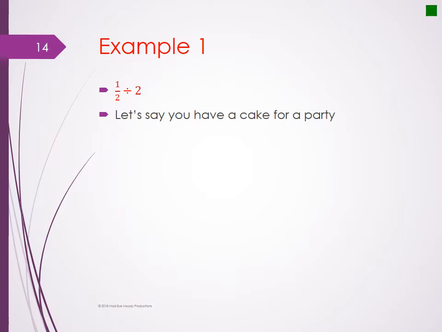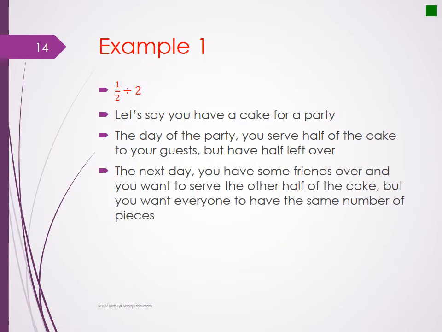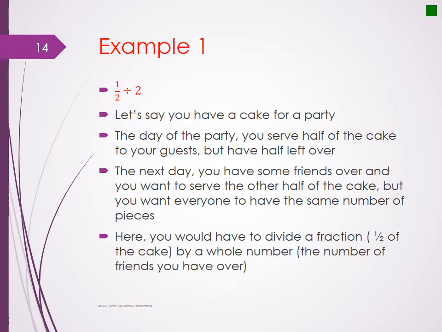So here's the setup. We have cake for a party. The day of the party, half the cake gets eaten, which means you have half left over. The next day you have some other friends over and you want to get rid of the cake, so you want to serve it to them, but you want everyone to have the same number of pieces and you want everyone's pieces to be the same size, so we're doing equal pieces here. So here you would have to divide a fraction, which is half of the cake, by a whole number, which are the number of friends you have over.